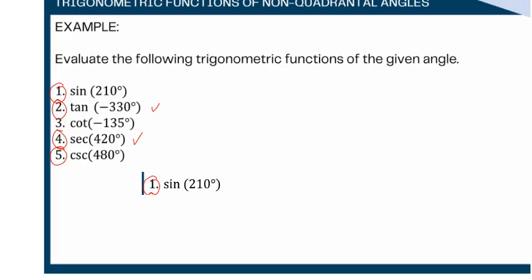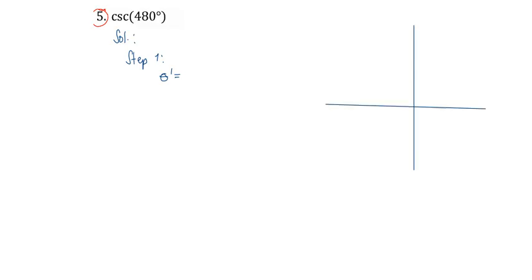So let's do the other example, which is cosecant 480 degrees. This would be our angle. And again, what you are going to do as a solution is do step 1, which is finding our angle, or our reference angle, I mean. So that is theta prime would be what? So you cannot find our reference angle without drawing it first, kung saan siya nag-terminate.